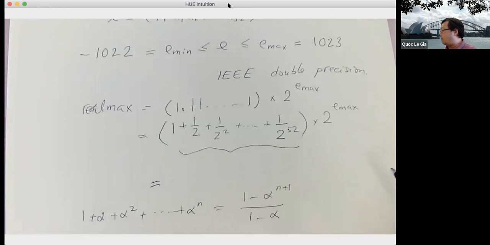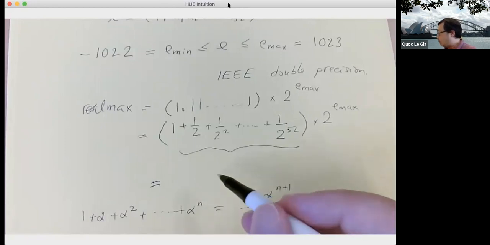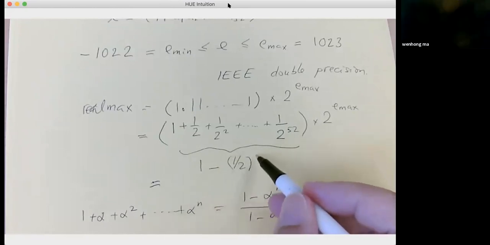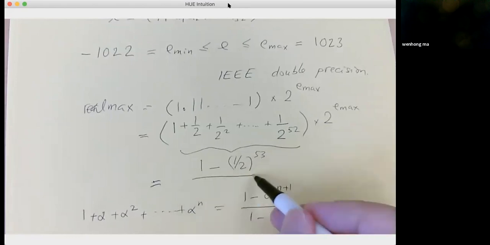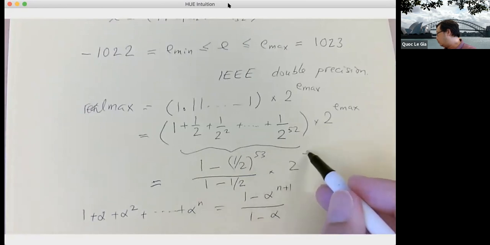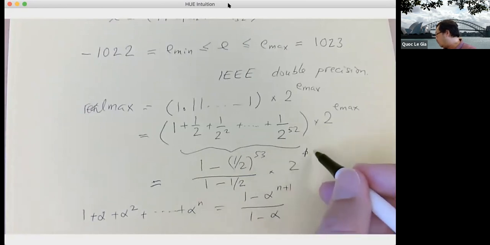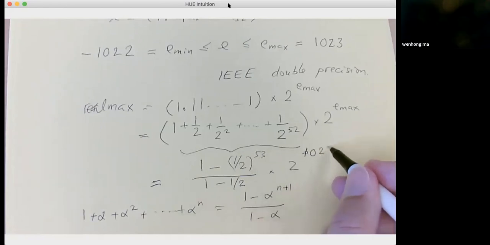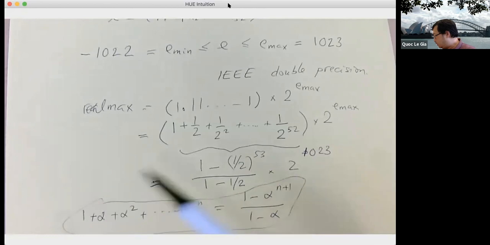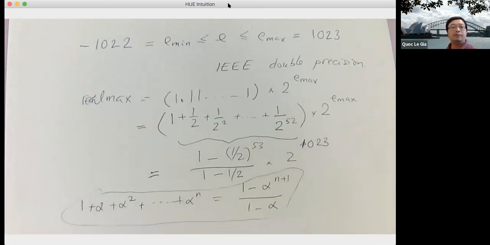So in our case, alpha is 1/2. So we have 1 minus 1/2 to the power of 53 divided by 1 minus 1/2. So it matches 1023 here. This one is just the formula for the geometric series. So then what you have is, 1 minus 1/2 is 1/2.